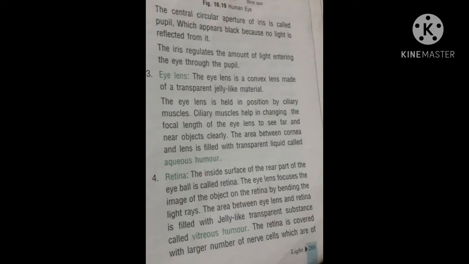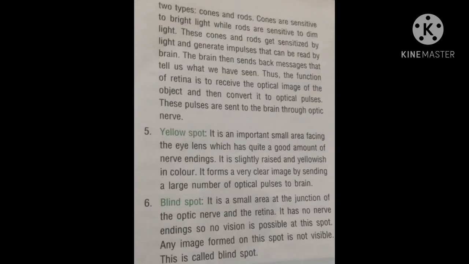The area between eye lens and retina is filled with jelly-like transparent substance, and this substance is called vitreous humor. The retina is covered with a large number of nerve cells, which are of two types, cones and rods. Cones are sensitive to bright light, while rod cells are sensitive to dim light.